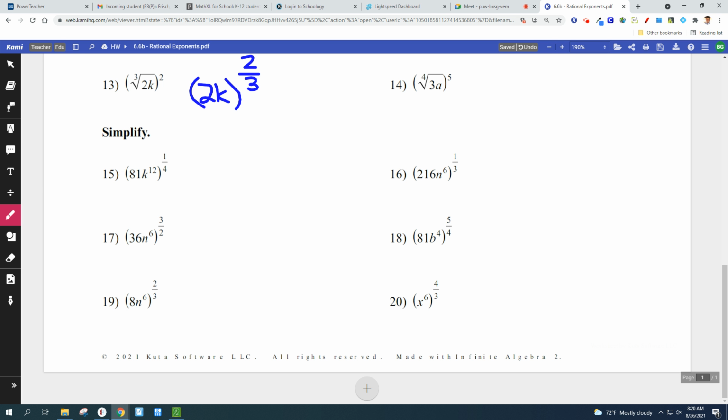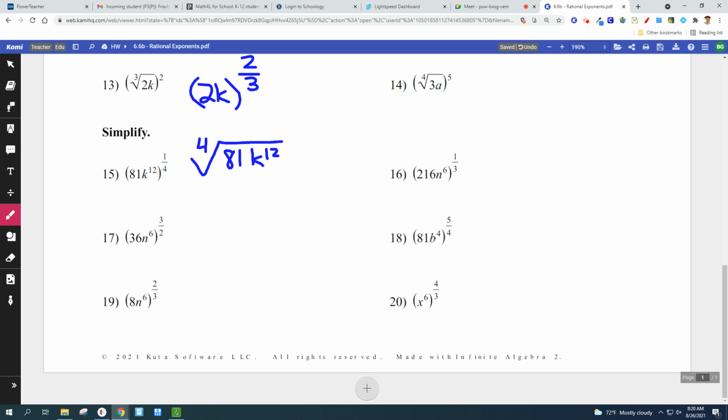I think the simplify questions are the most interesting ones. Simplify, because we want to convert it, and then we want to break it down. So this is the 1/4 root of 81k to the 12th.